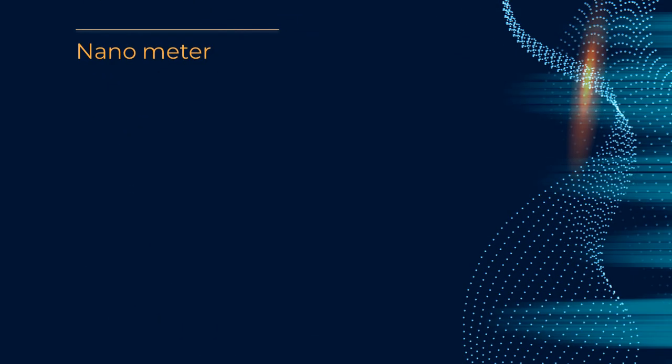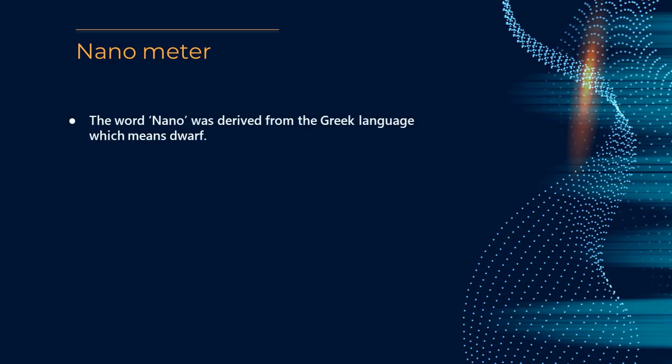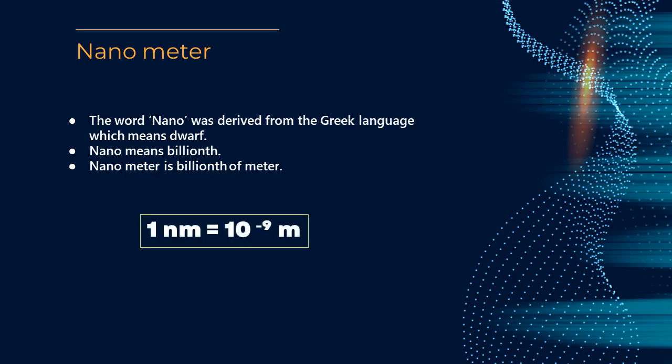Now let's see what is nanometer. The word nano was derived from the Greek language which means dwarf. Nano means billionth. Nanometer means billionth of meter. 1 nanometer is equal to 10 to the power minus 9 meter.